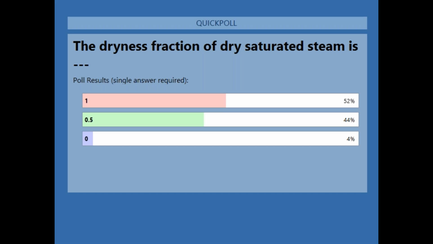Between 0 and 1. If it is more dry, closer to 1. If it is less dry, it would have a value closer to 0. If it is completely liquid, then its value is 0. Right? So you just need to register this in your mind. I hope it is clear to you. Right? So let me hide this also now.